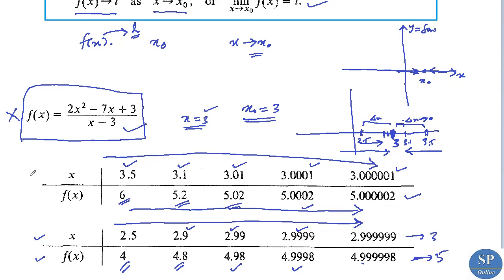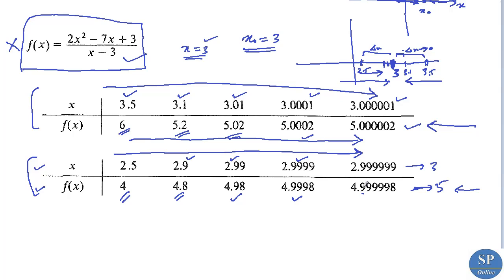Clear? So from these two tables we can see that if x approaches 3 either from right or from left, then f of x approaches 5. In each case f of x approaches 5. So we can conclude that f of x approaches 5 if x approaches 3, or we can say that limit as x tends to 3 of f of x equals 5.